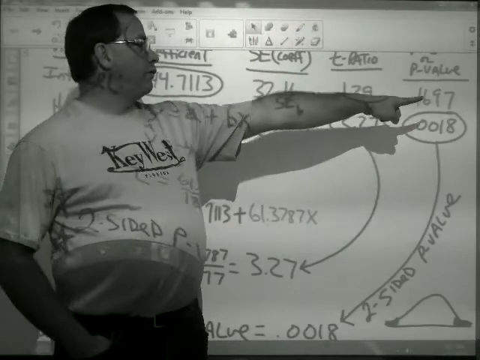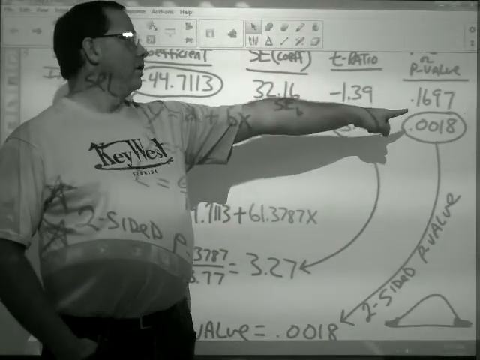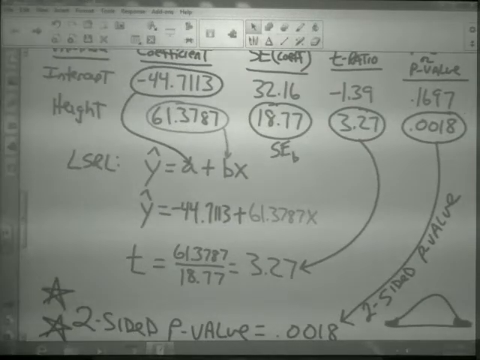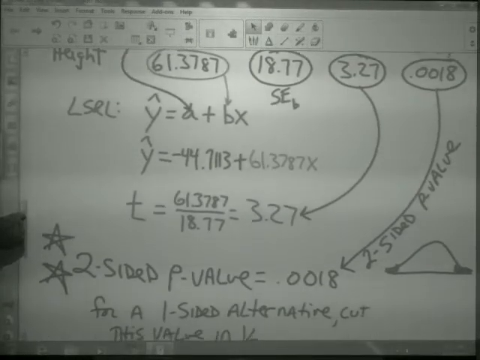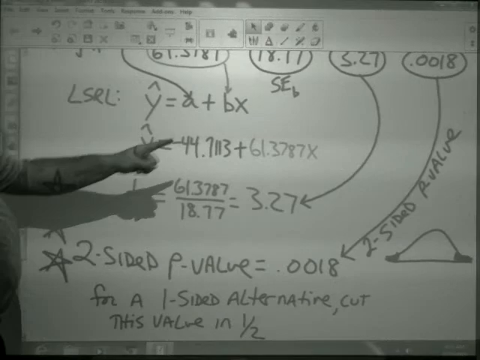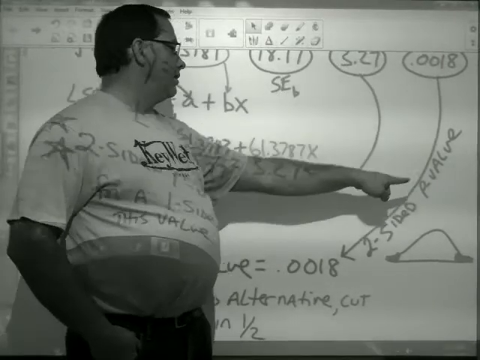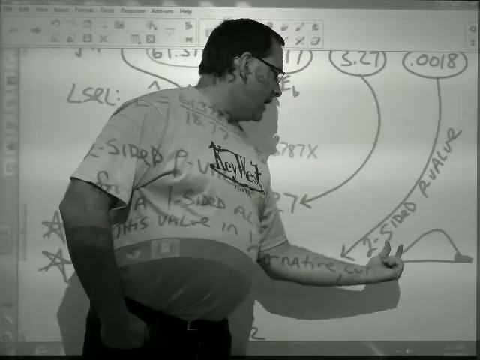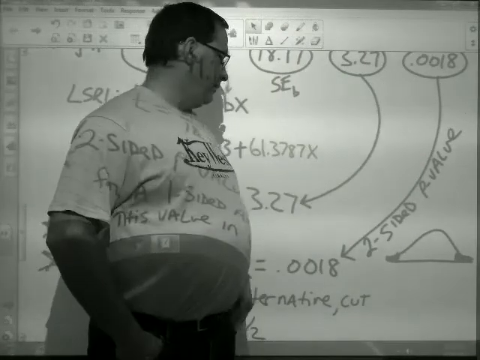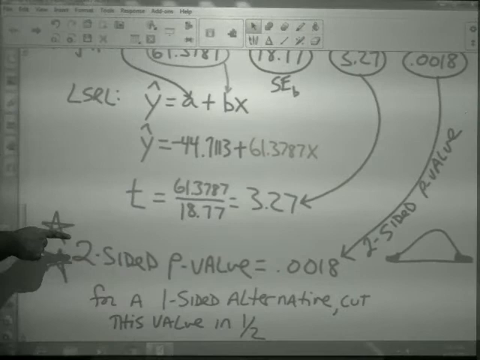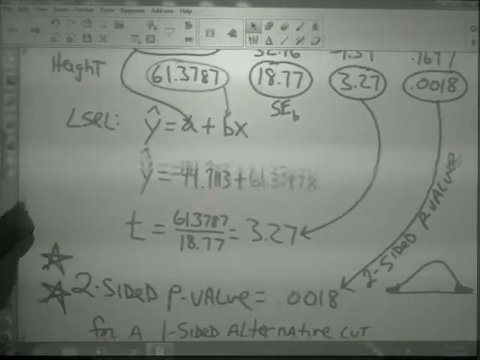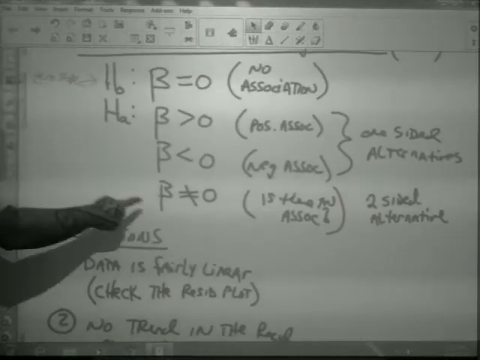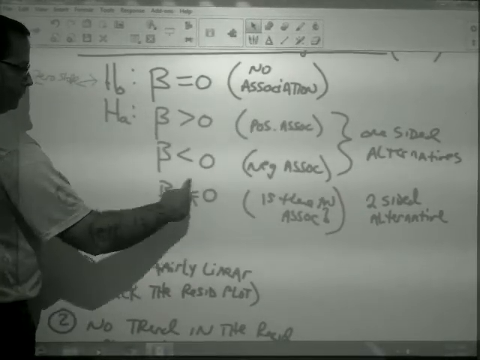The p-value would come from the chart in the back of the book, but the computer output gives it to us. Now, the thing that you have to remember with computer output is this is a two-sided p-value. The sum of this and this is 0.0018. You have to remember it's a two-sided p-value, so that would only be used for the two-sided alternative.